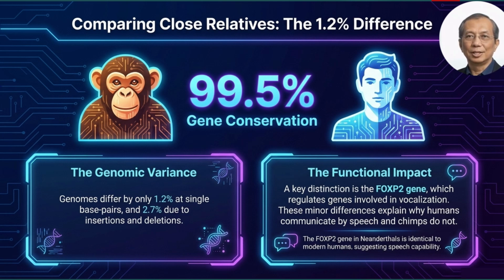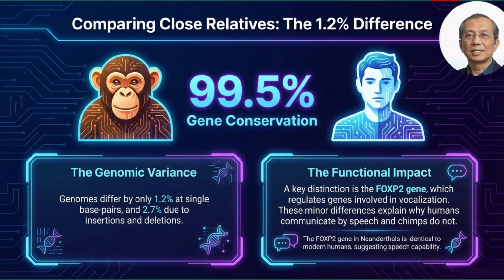A key functional impact of these subtle differences is exemplified by the FOXP2 gene, which regulates genes involved in vocalization. While the FOXP2 gene in Neanderthals is identical to modern humans, suggesting speech capability, distinctions in this gene between humans and chimpanzees are thought to contribute to our unique capacity for complex speech, highlighting how small genetic changes can have profound functional consequences.